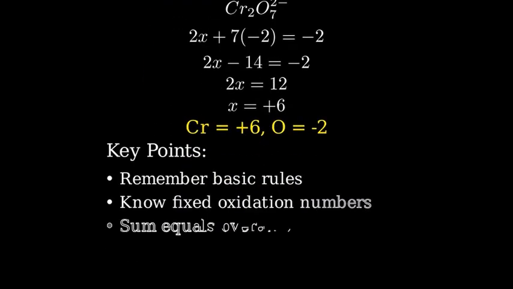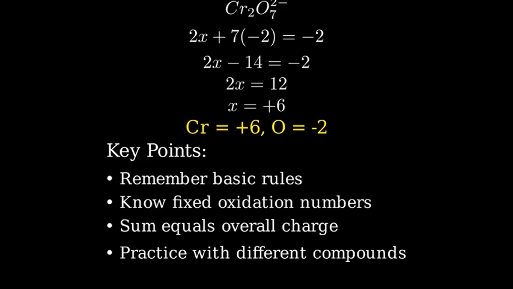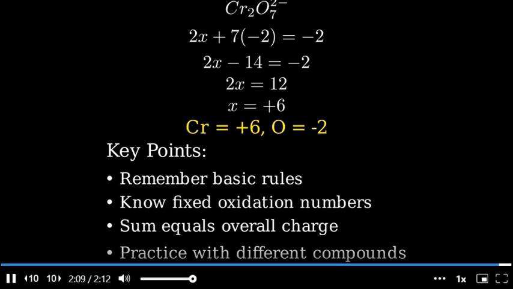Let's summarize the key points for finding oxidation numbers. Remember the basic rules, know the common fixed oxidation numbers, and make sure the sum equals the overall charge of the molecule or ion. Practice these rules with different compounds, and you'll become proficient at assigning oxidation numbers.